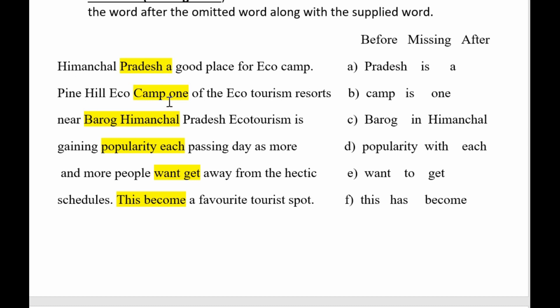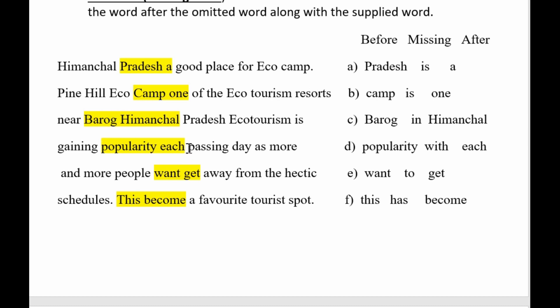Again, in this line also, a connecting or linking verb is missing. Is. Okay? Is missing. Near Barog, Himachal Pradesh. Now, Barog is where? It is located in Himachal Pradesh. So, in, a preposition, is missing.